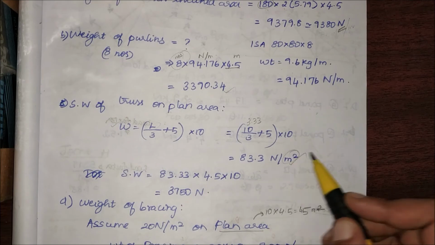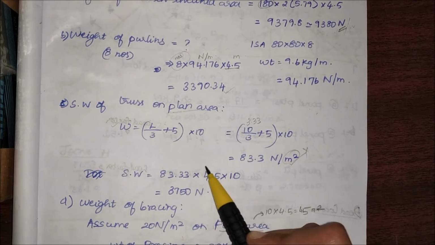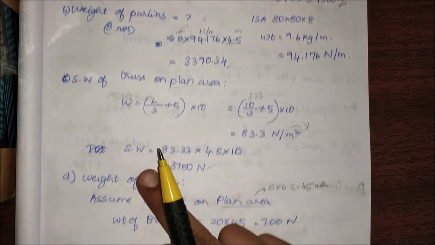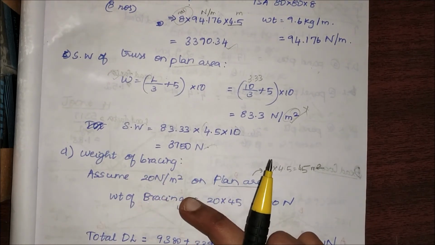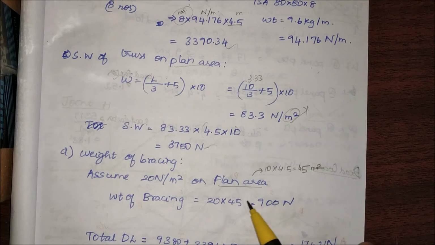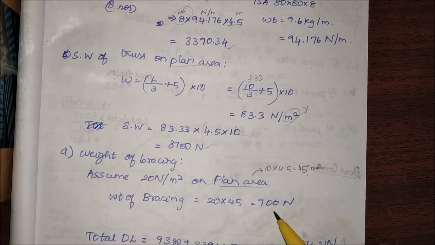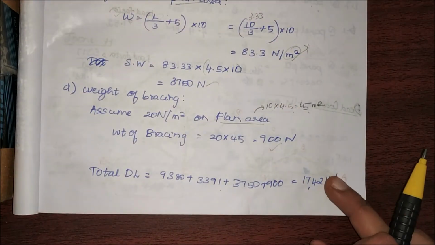Also, since it's in Newton per meter square, I have to multiply it by area. Since I'm finding plan area, I'll multiply the plan area. I'll get the self weight. Next, I have to find what is the weight of the bracings. So for the bracing, since we haven't designed the bracing, I'm going to assume that it is 20 Newton per meter square on the plan area. So plan area, again, it is 10 into 4.5, which is 45 meter square. On doing so, I'll get my weight of bracing. Now on adding all these things, I'll get my total dead load.